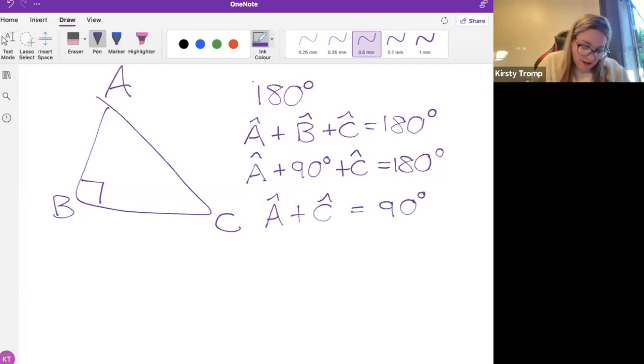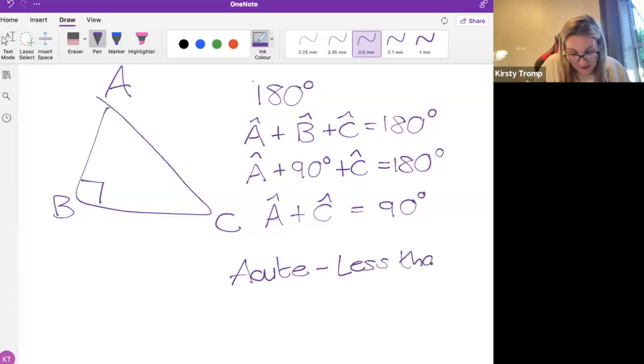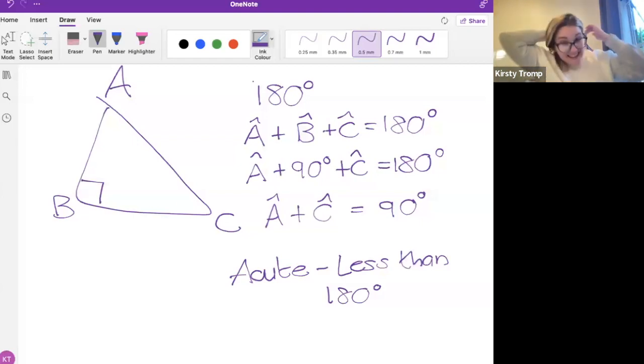They both have to be acute angles, hey? What does acute mean again? Less than 180 degrees. All right, guys, that is such a nice question that they can ask you in a test. They can say to you, what are the two other angles added up?